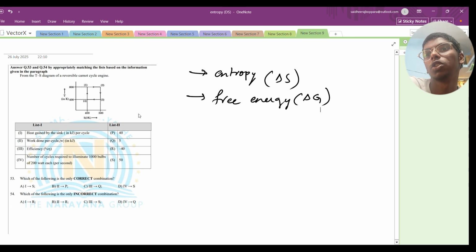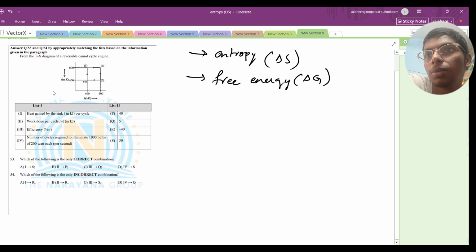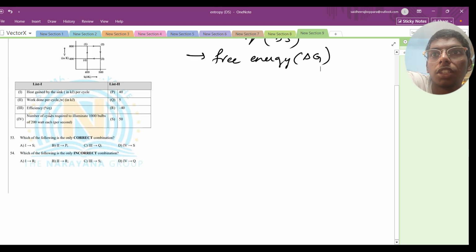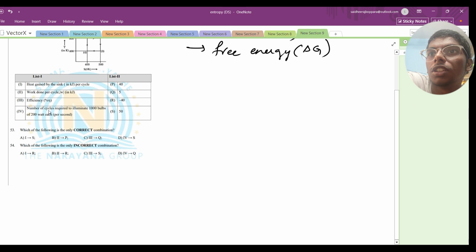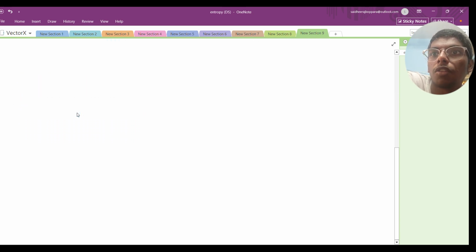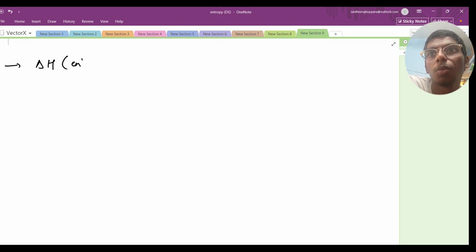In this lecture, we shall be solving this matrix matching question. What is it saying? From the TS diagram of a reversible Carnot cycle engine, you need to find the heat gained by the sink, work done per cycle, efficiency, and the number of cycles required to illuminate 1000 bulbs of 200 watt each per second.